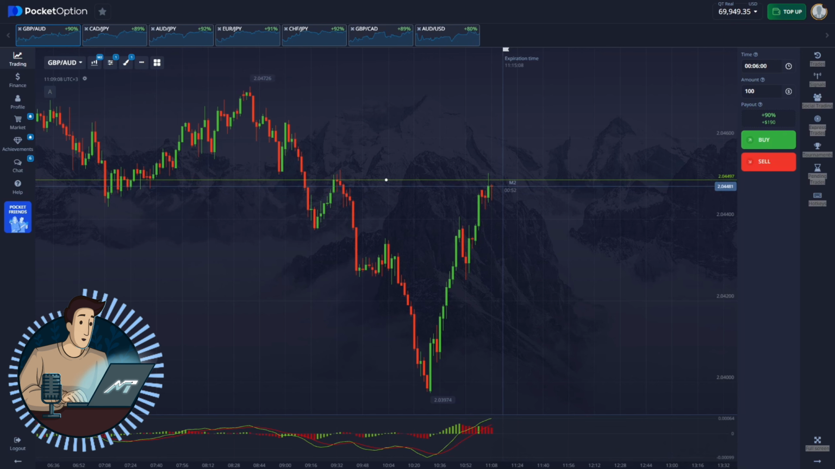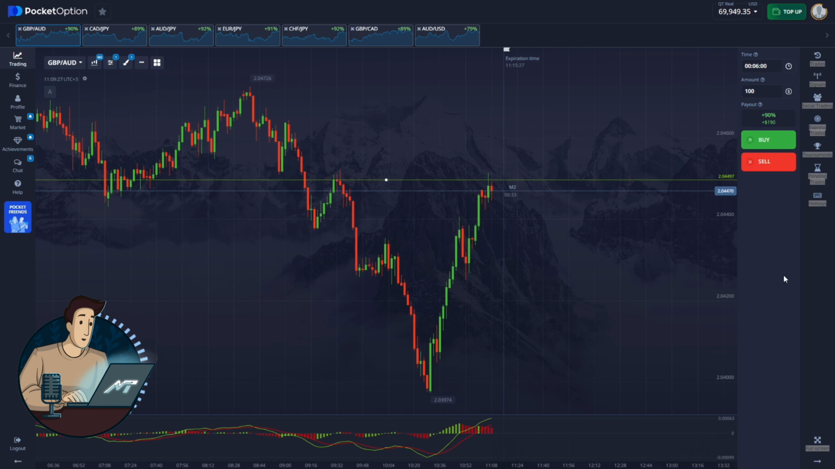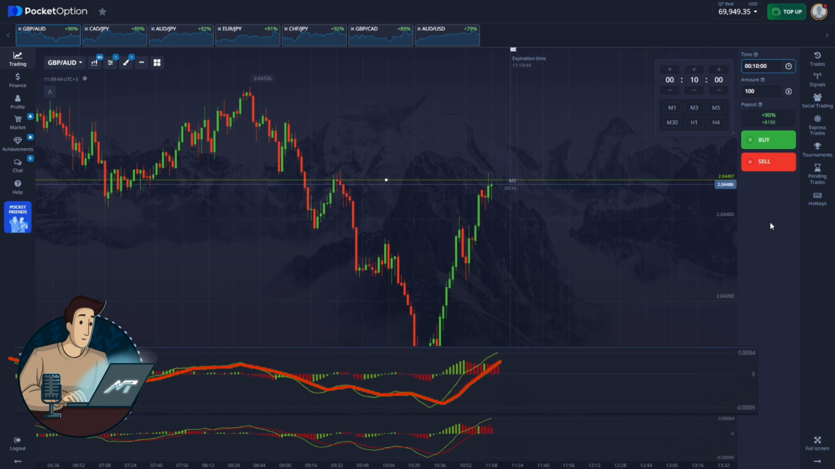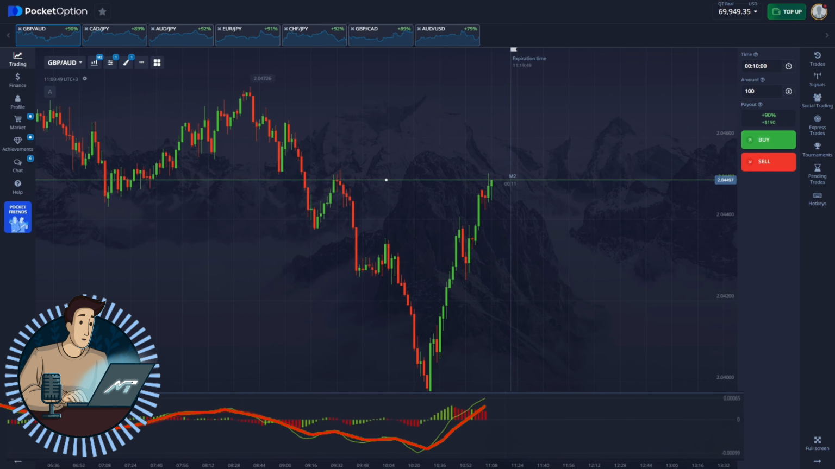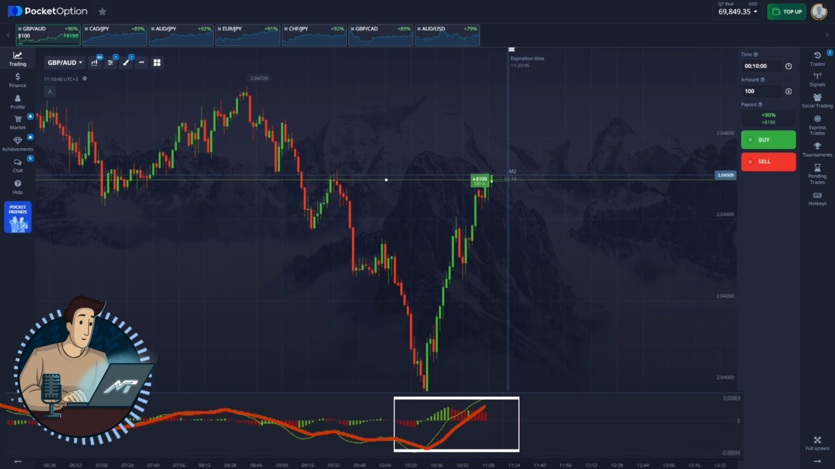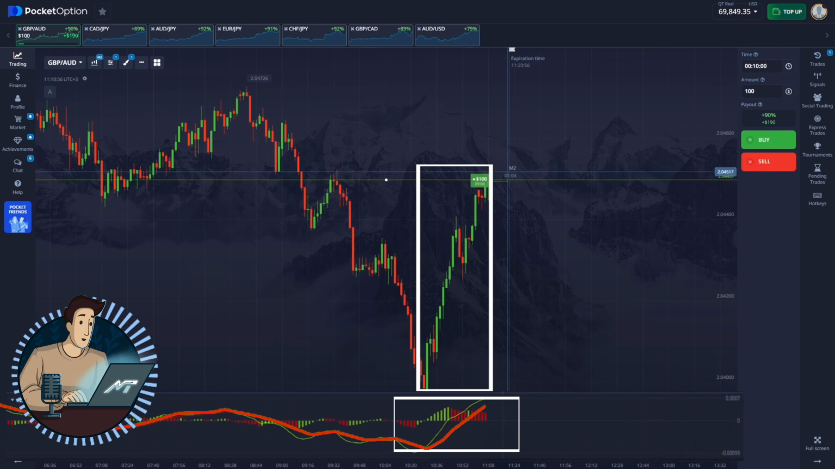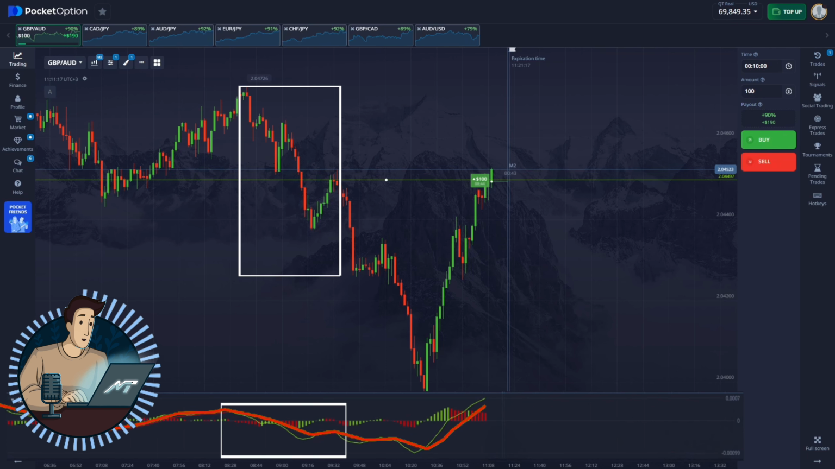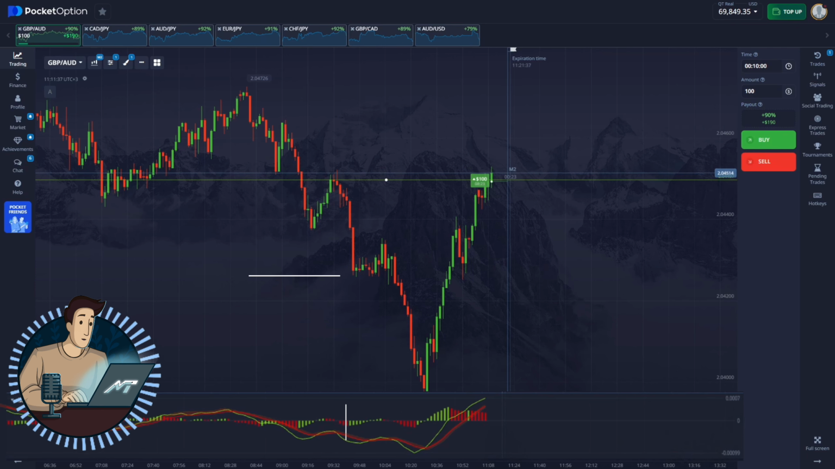Alright, so what even is MACD? Before we talk about how to use it, let's be clear on what it actually shows. The MACD indicator is made up of 3 simple parts. The MACD line. This is the difference between a fast and a slow-moving average. So when it goes up, that means the average price is accelerating upward. When it goes down, momentum is slowing or price is pushing down faster.